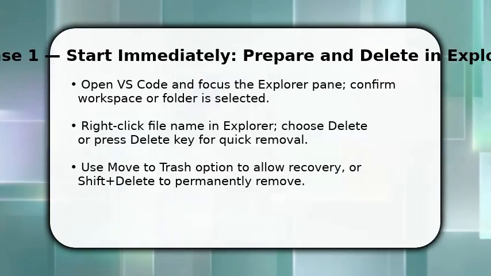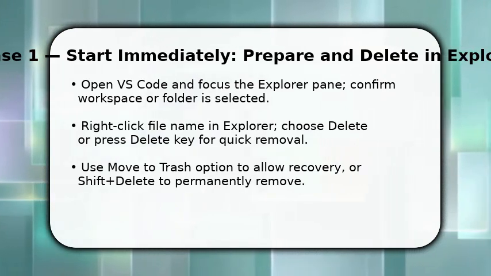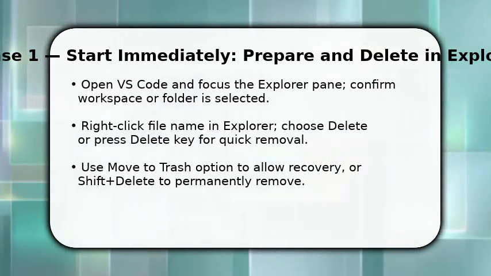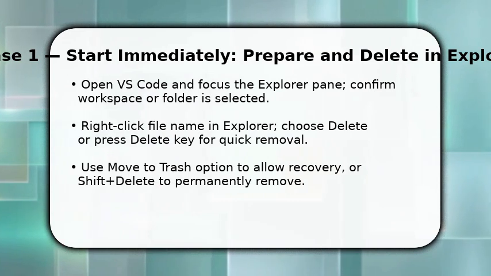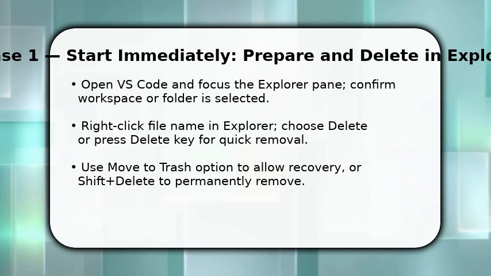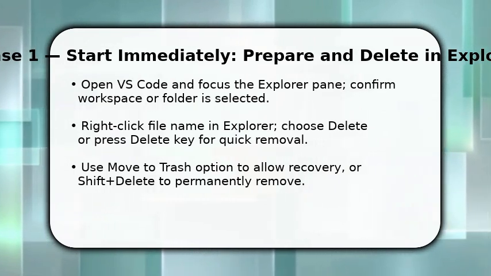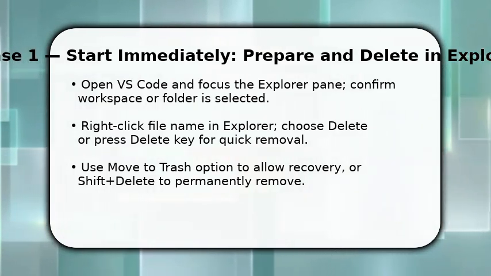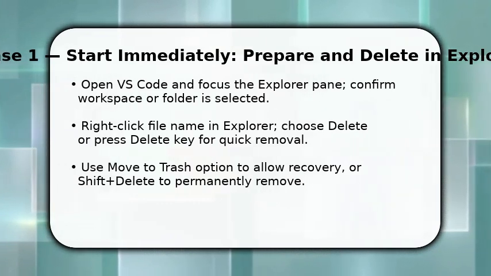You start by opening the Explorer and locating the file you want removed. This matters because workspace context affects delete scope. Once located, right-click the file and choose Delete or hit the Delete key for speed. Make sure to note whether VS Code will move the file to trash or permanently delete it.